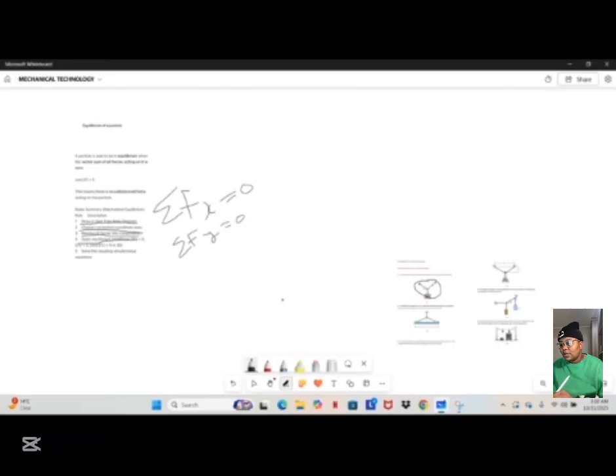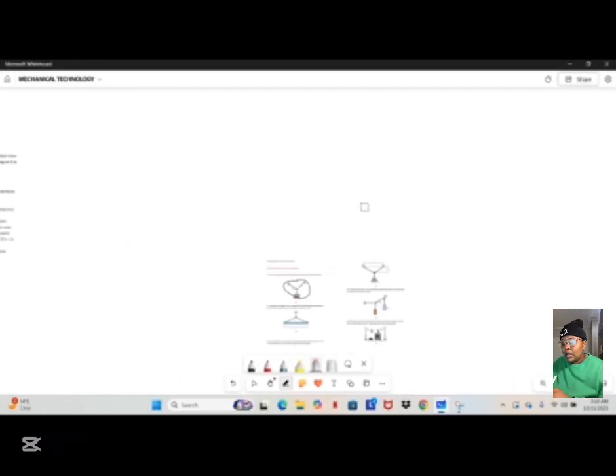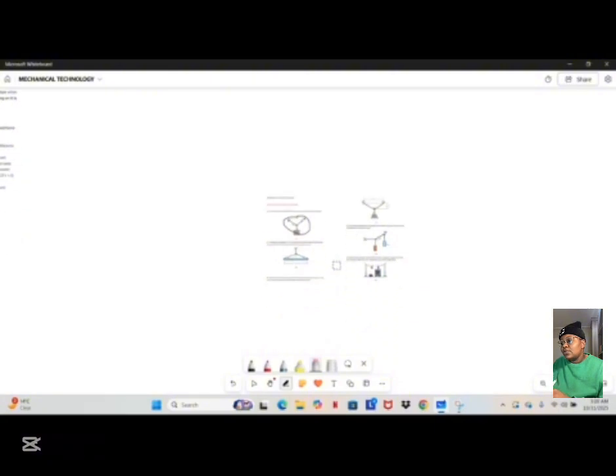So as you know, we have said that the sum of forces acting horizontally is equal to 0, and the sum of forces acting vertically is equal to 0 when added all together. So let's delve deep into solving the question.